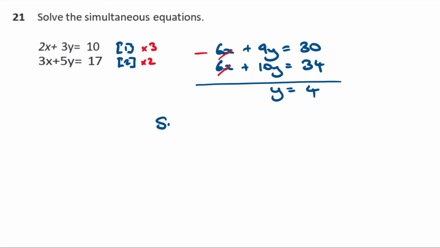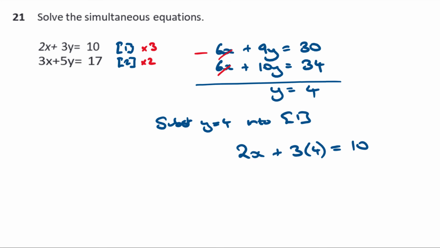I can substitute that back into one of my original equations. So substitute y equals 4 into equation, which one? Either one, doesn't really matter. I'm going to put it into equation 1. So that means that my 2x plus my 3 lots of y. Well, I know that y is now equal to 4. So my 2x plus my 3 lots of 4 is equal to 10. So multiplying out that bracket, 2x plus 12 is equal to 10.